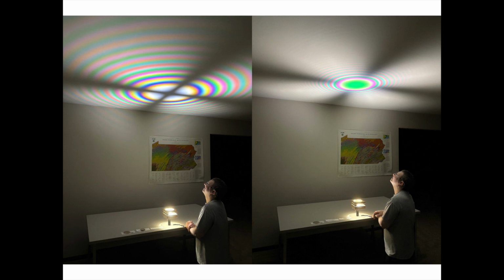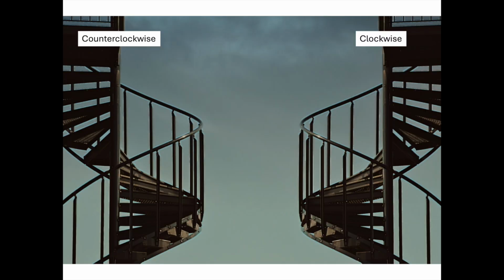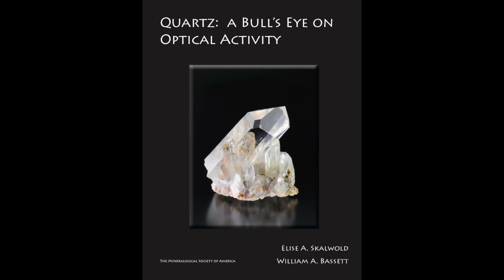And this results from a specific feature of the quartz structure. You can think of the quartz crystal structure as containing a spiral staircase. As the plane of our plane polarized light interacts with this spiral staircase, the crystal structure ends up rotating that plane of our plane polarized light. A much better and more detailed explanation for all of this can be found in the article Quartz, a Bullseye on Optical Activity. But I think this is the simplified explanation that will suit us for today.